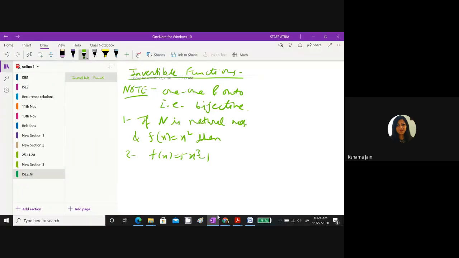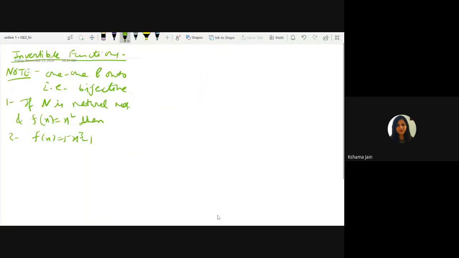Is this question done? No, ma'am. Okay, so write down. If f is the function from R to R, meaning real numbers, defined by f(x) equals 5x cube minus 1, then show that f is 1-1 and onto. This type of problem is not done in this class.